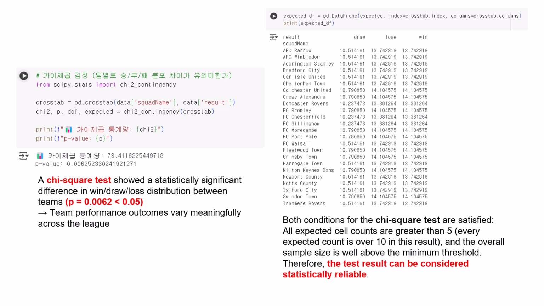And importantly, both assumptions for the chi-square test are met. All expected frequencies were well above 5, and the overall sample size was really strong. So I can say that the result is reliable and valid.